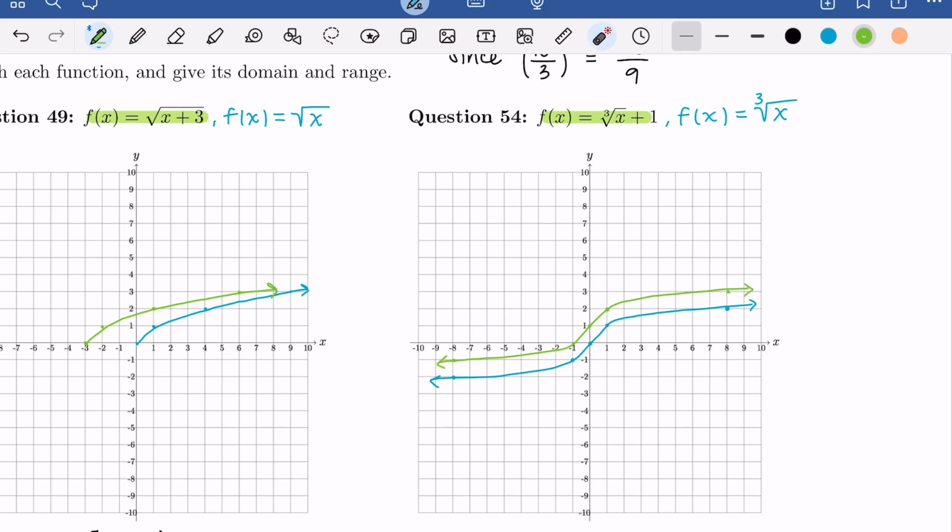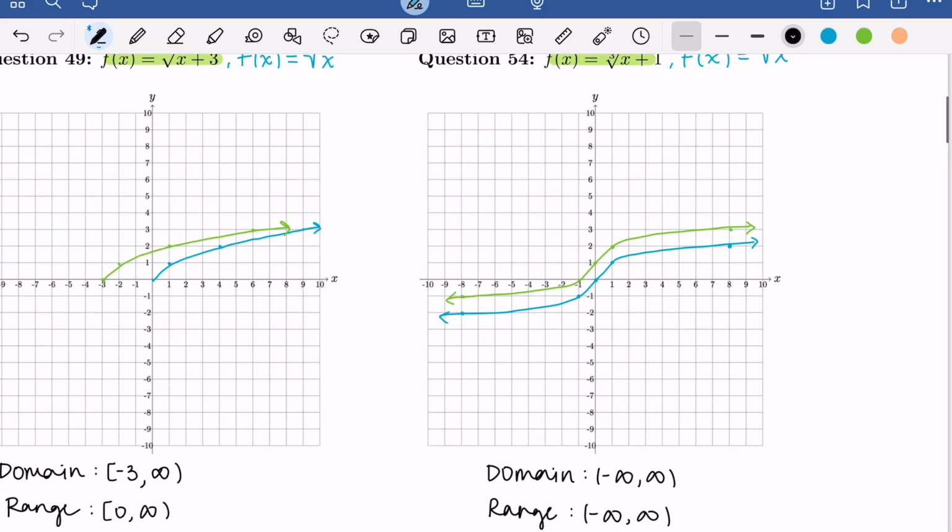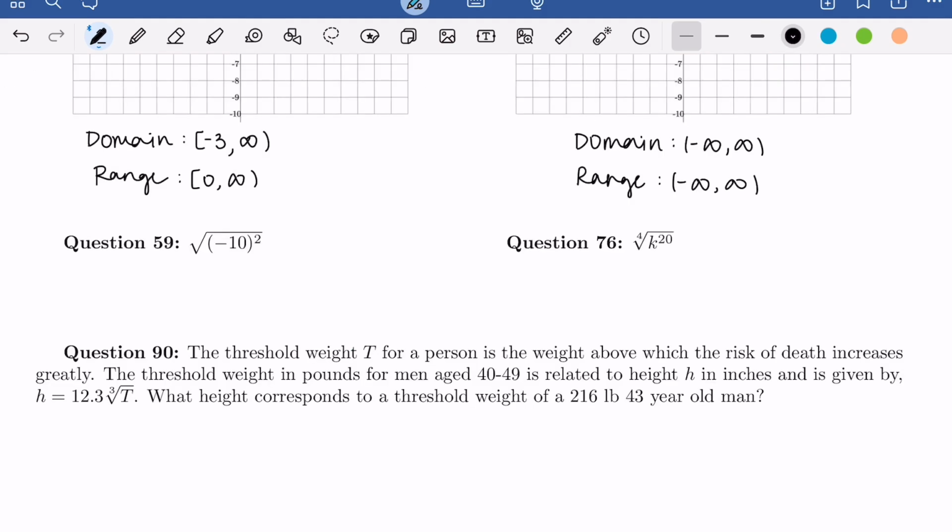All right, now in this case, we want to find our domain and range. It doesn't matter if we have a negative number under our radical here, because we can take the third root of a negative number. So we don't have any restrictions on our domain in this case. We can also tell this by looking at the graph. So our domain is going to be all real numbers. And then similarly, we don't have any restriction on our range. So this guy will be all real numbers as well. All right, let's look at the next several examples here.